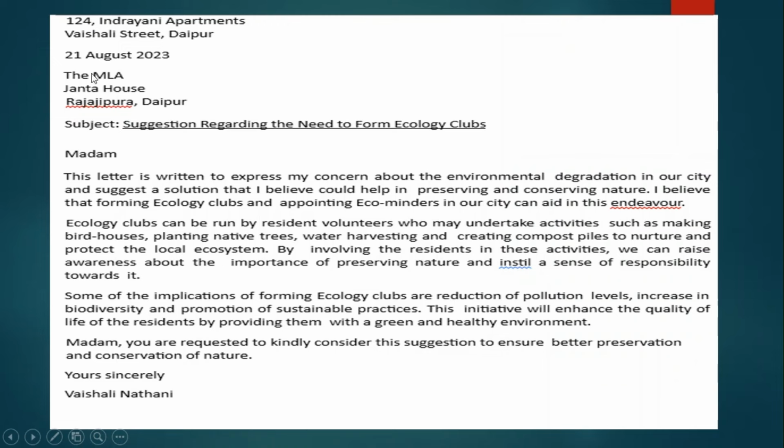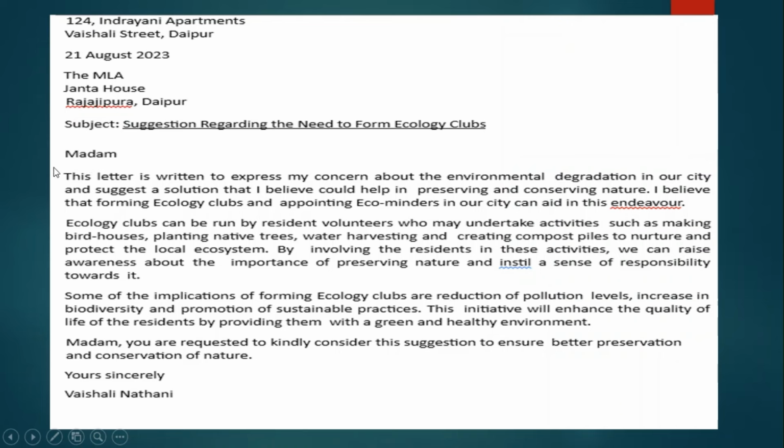Then a line is left and this is the receiver's address. So it is addressed to the MLA who resides at Janta House, Rajajipura, Daipur. Leave a line again and then comes the subject. So what is the topic? What is the purpose of writing this letter? So the purpose is suggestion regarding the need to form ecology clubs, and underline the subject. Again, leave a line and look at the salutation. It's just madam. You may write it as sir or madam. If the name is given, it may depend on that whether it is madam or sir. So just write madam or sir or dear madam or dear sir.